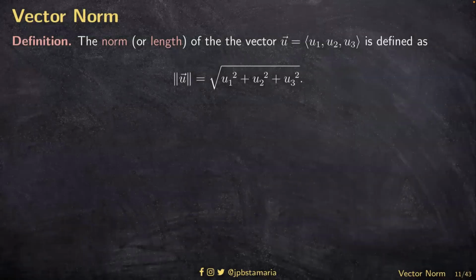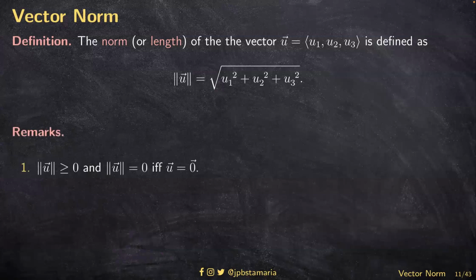So ito yung ating mathematical representation ng notion ng magnitude. Okay? Magnitude. So how do we calculate the norm or the length of a vector? You take the squares of the components and then take the square root.